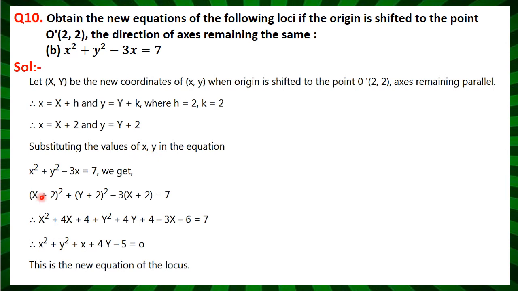Here x = X + 2, therefore x² is (X + 2)² plus y² is (Y + 2)² minus 3 into x, means 3 into (X + 2), is equal to 7. Expanding the squares, we get X² + 4X + 4. The second term when expanding, Y² + 4Y + 4 - 3X - 6 = 7. After simplification, we get the equation as X² + Y² + X + 4Y - 5 = 0. That is the required equation of the locus with respect to the new origin.